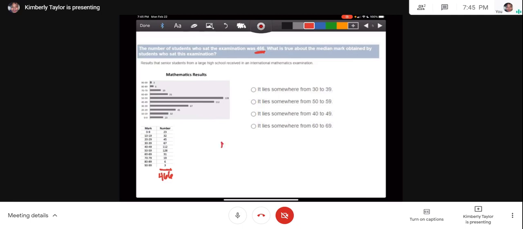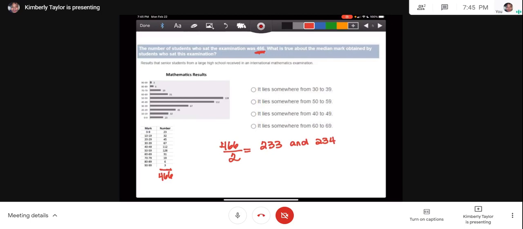So we know that median means middle. So we divide this by 2. You get 233. Because it's an even amount of numbers, your median is going to be between person 233 and person 234. But where is that going to lie?